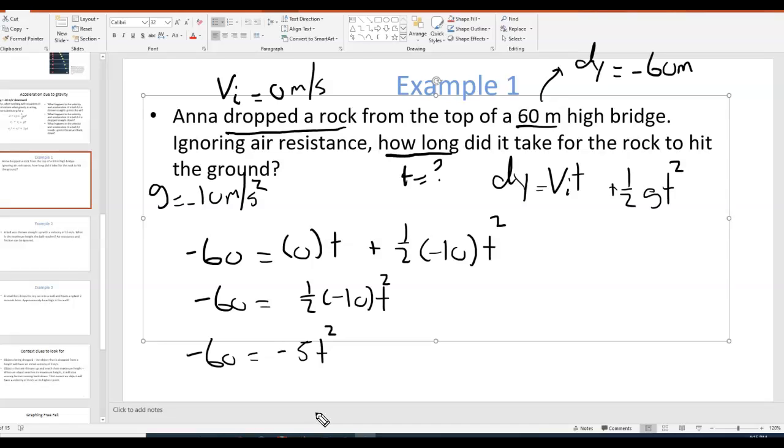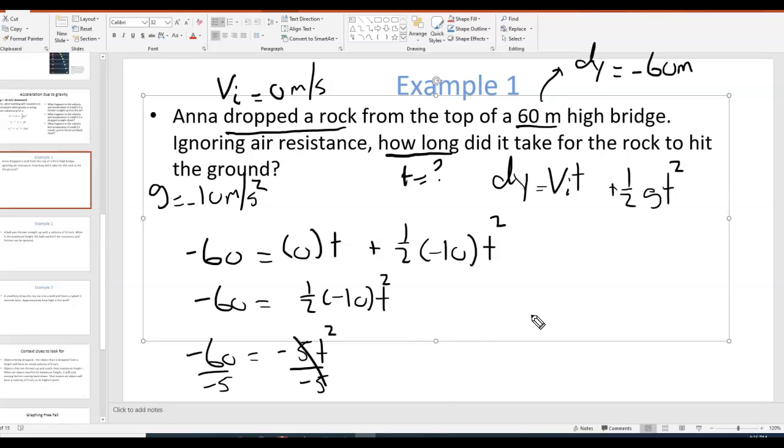Okay, so PEMDAS backwards, I don't have anything to subtract. I don't have anything to add. I don't have anything to multiply, but I can divide. And so I'm going to divide by the thing that's multiplying my t squared, which is negative 5. I'm going to divide both sides by negative 5, because that negative 5 is multiplying t squared, and I want to undo that multiplication.